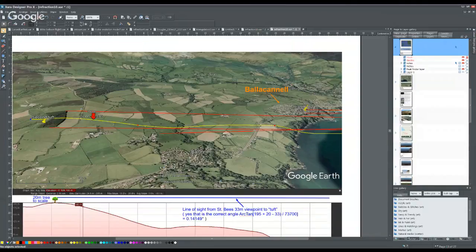I'm sorry to interrupt you, but I think your screen share is frozen. I can't see your mouse or anything. Oh, right. Okay. I'll close some things down.